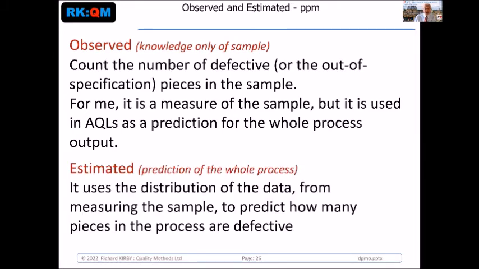For the estimated statistic, good use is made of the measurements provided to squeeze the data and use data analysis methods so a prediction can be made of the quality of those pieces not measured, of everything. We want a prediction of the whole lot from which the sample is taken, not just a measure of the sample itself.